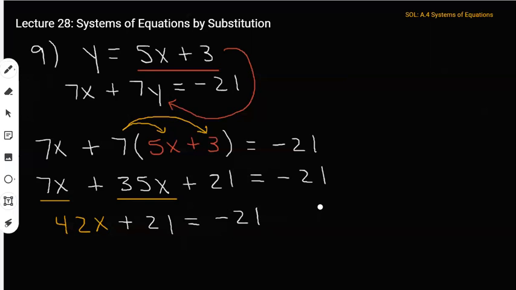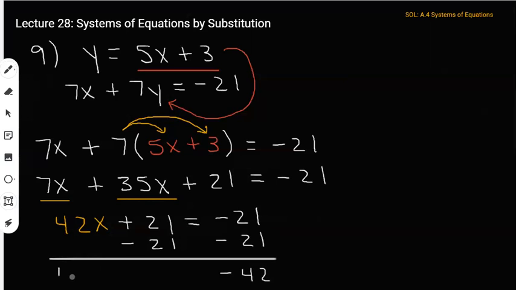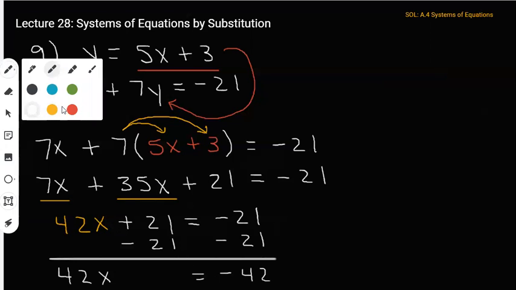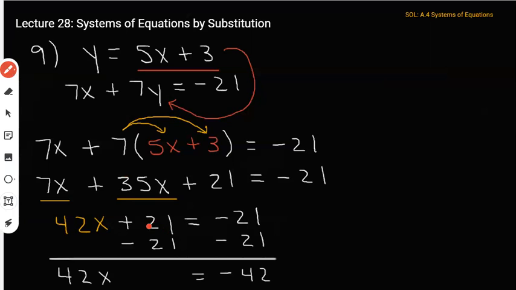Okay, so now let's solve this for x. I'm going to subtract 21 from both sides. That way we can get the x by itself eventually. If I put these two numbers together, I'm going to get negative 42. I'm going to bring down my 42x, my equal sign, and then of course the positive 21 and the negative 21 are going to cancel out. So they're gone.